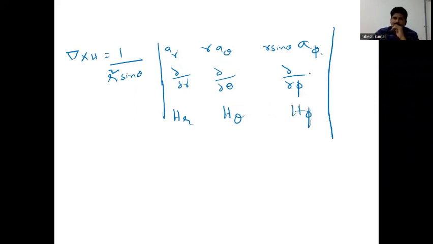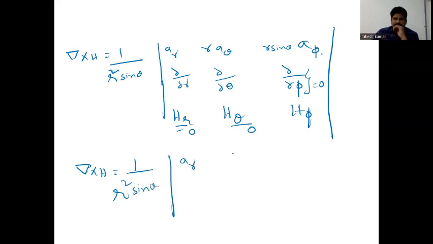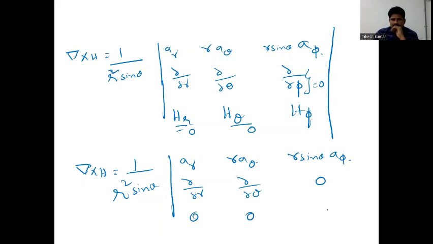Now tell me, what is the value of ∂/∂phi? I have already told you. What is the value of H R? It is 0. What is the value of H theta? 0. So simply substitute here: del cross H is equal to 1 by R square sine theta into the determinant of a R, R a theta, R sine theta a phi; ∂/∂R, ∂/∂theta, 0; 0, 0, H phi. Here it is R into H phi, here it is R sine theta into H phi. So this is the expression.